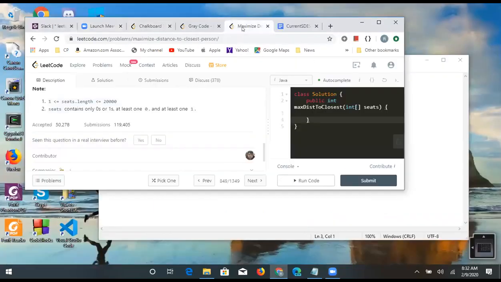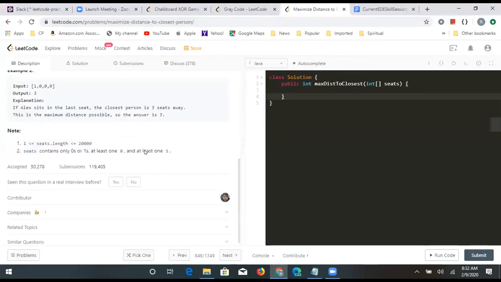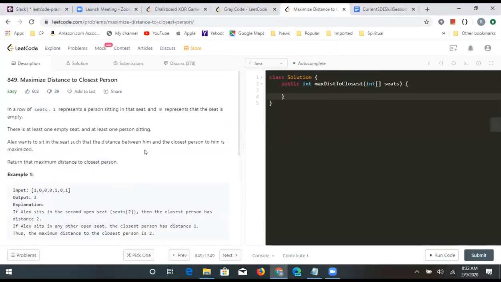So the first question was maximize distance to the closest person. You are given seats as an array. 1 means that a person is sitting there already. 0 means the seat is blank, and you are planning to sit in a position so that you have enough space towards your left and right. Basically, the most comfortable position.